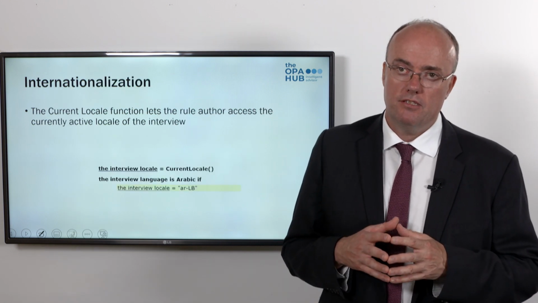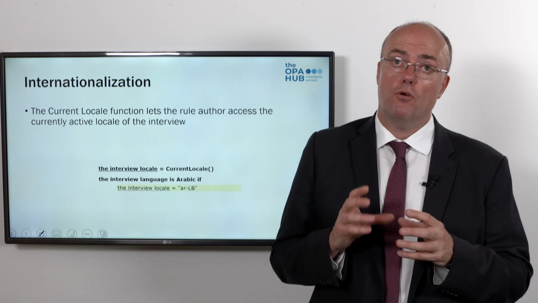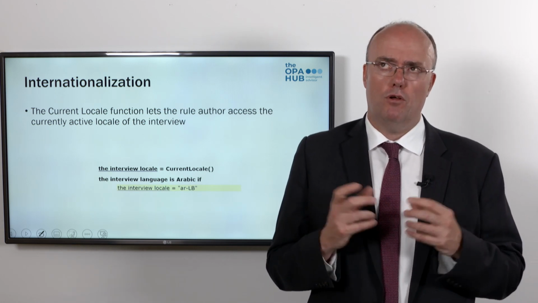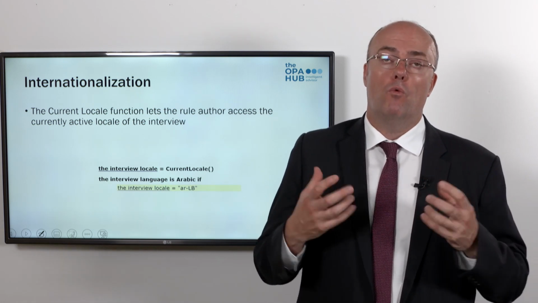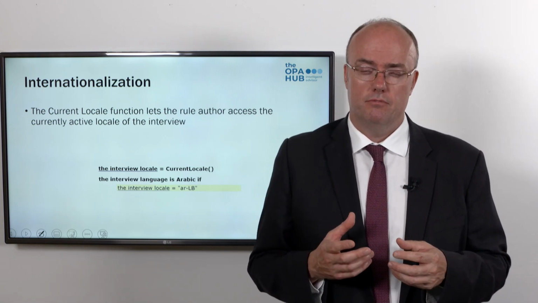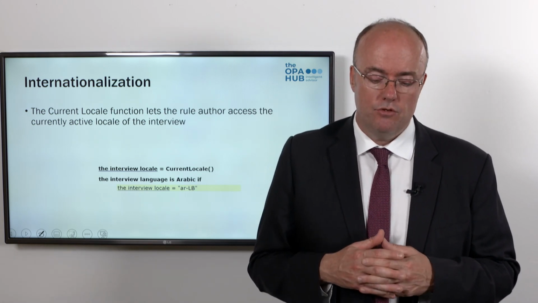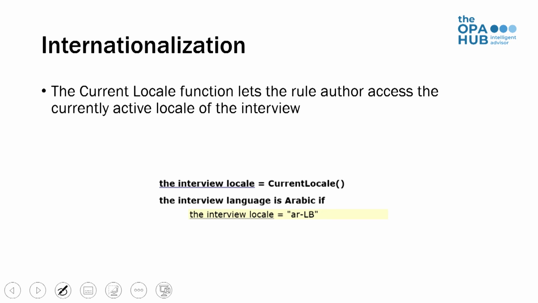One final point is it's sometimes useful within a project to be able to understand, well, what is the current locale? And you can do that using the current locale function. The current locale function allows you to retrieve the four-letter code for the active session. So if a user has switched to French, you would see the relevant code, or if they switch back to English, United Kingdom, you would see the relevant code.